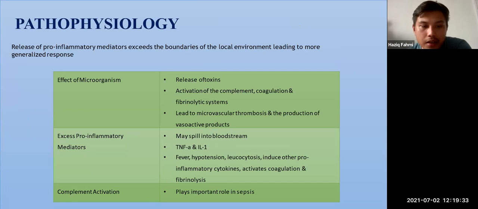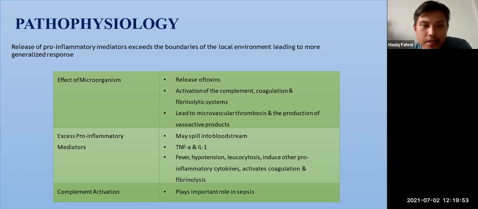First, we have the effect of the microorganism. The microorganism releases toxins into the bloodstream that produce many of the features of sepsis, including activation of the complement, coagulation, and fibrinolytic systems, which leads to microvascular thrombosis and production of vasoactive products.